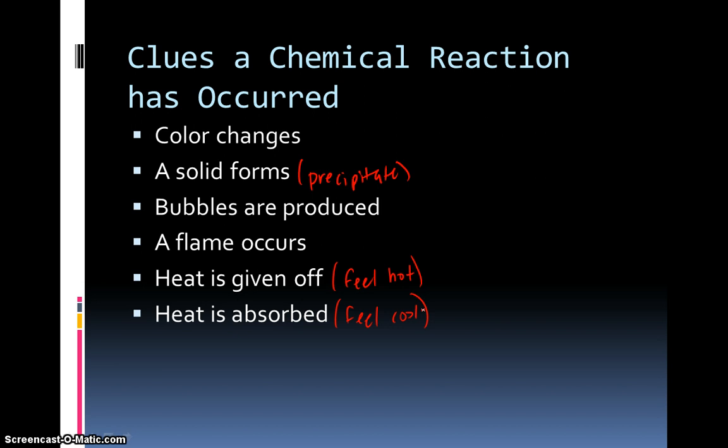Now remember, when we're looking for chemical reactions, we often want to see at least two of these things occurring at the same time because that's really a big indicator that it is a chemical reaction. Sometimes one of these things just isn't enough to really solidify that it is chemical. So we typically see at least two of these things happening together. So let's go ahead and talk about chemical equations.